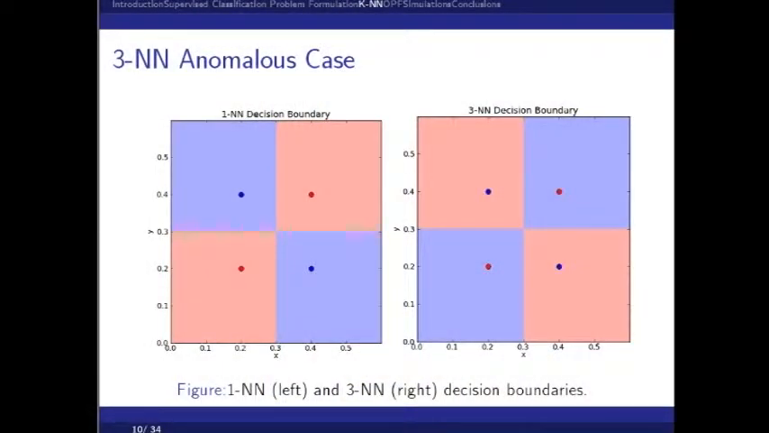Here we have a 3 nearest neighbor anomalous case where we have 4 labeled samples. This would be the 1 nearest neighbor decision boundary, okay? And this would be the 3 nearest neighbor decision boundary. We can see that they are completely reversed. So clearly the 3 nearest neighbor doesn't have a good decision boundary. It's an anomalous case. So theoretically 3 nearest neighbors should be better, but in practice, not always.